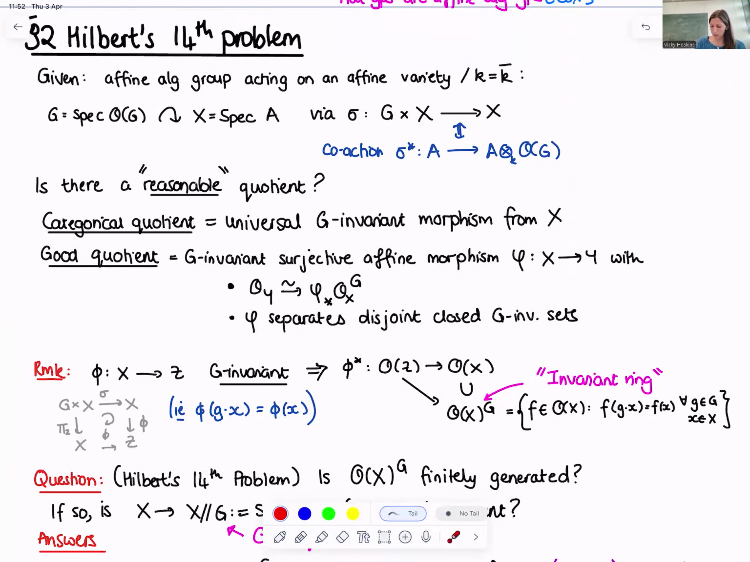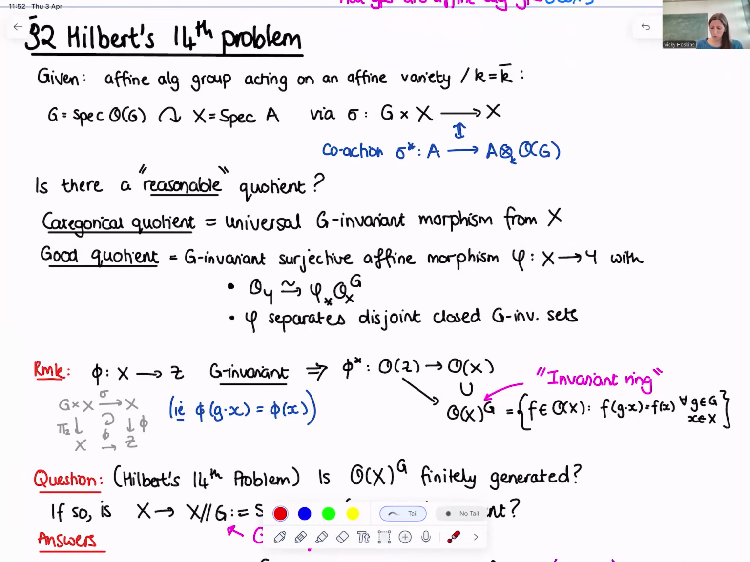I guess your dream would be that there would be an orbit space, but quickly you see that there are non-closed orbits which will stop that from happening. And in general, the topological quotient just won't be algebraic. So maybe the best thing you could ask for is a categorical quotient, so a universal G-invariant morphism from X in the category of algebraic varieties over K.